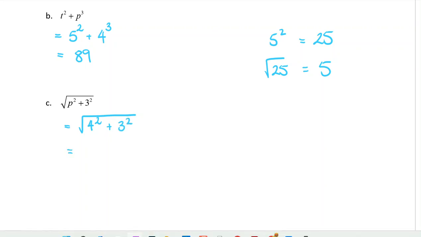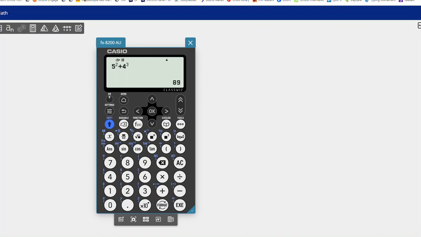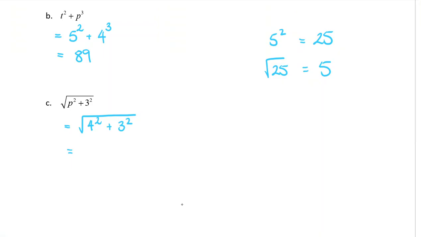Okay, back to our calculator. We have the square root button, which is the next one along again, the big tick looking thing. And then you want 4 with a squared plus 3 with a squared. Press execute, and the answer is 5.